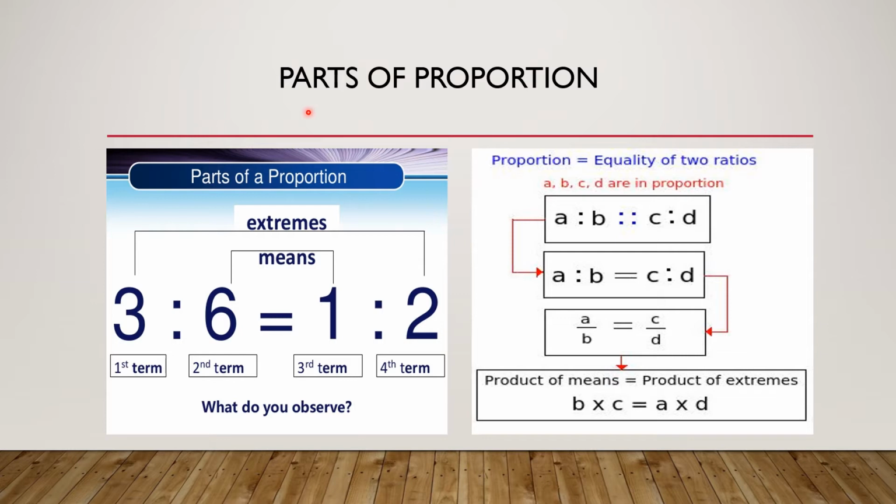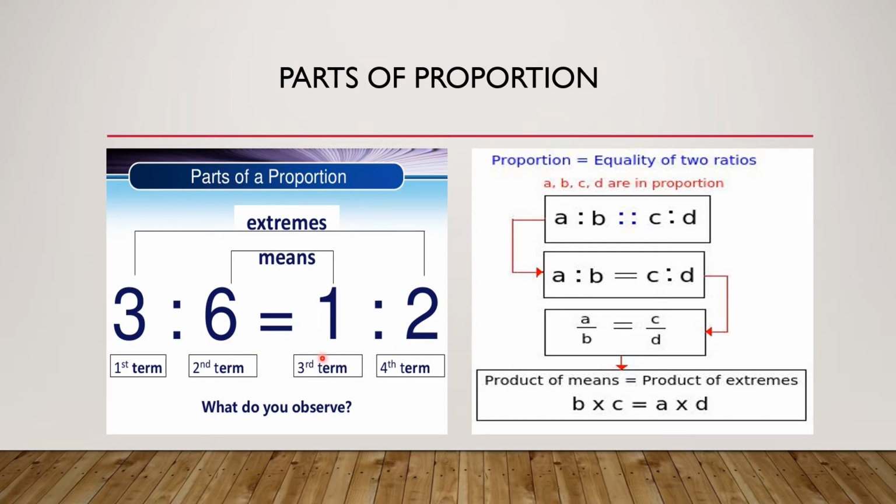I am going to discuss the parts of proportion on this slide. Two ratios are given to us and the relation they have is that they are equal to each other. 3 is the first term, 6 is the second term, 1 is the third term, 2 is the fourth term.